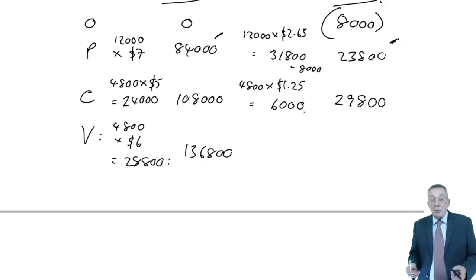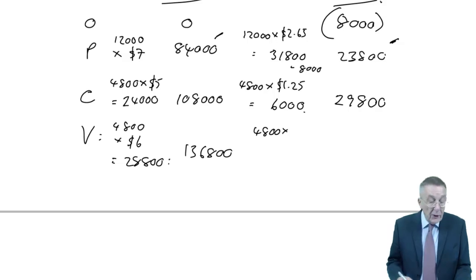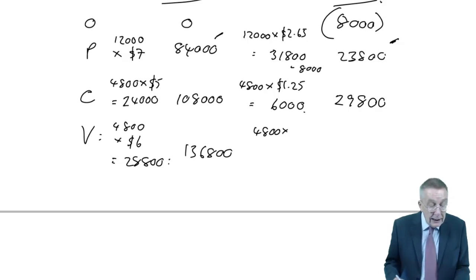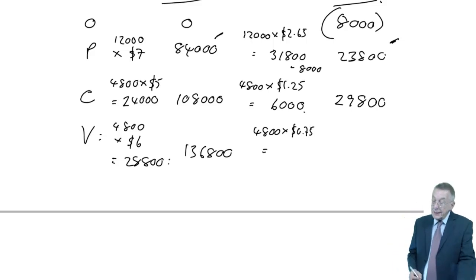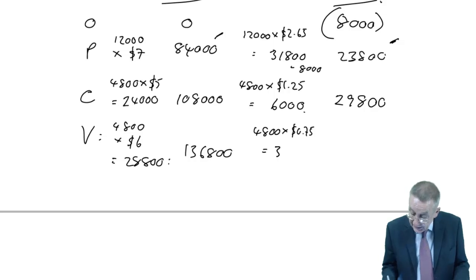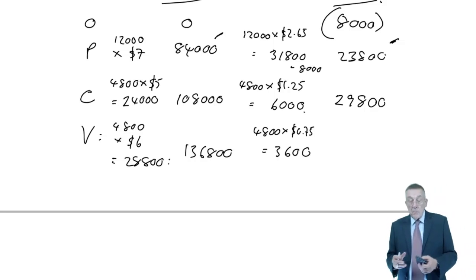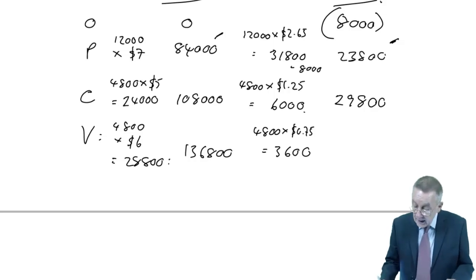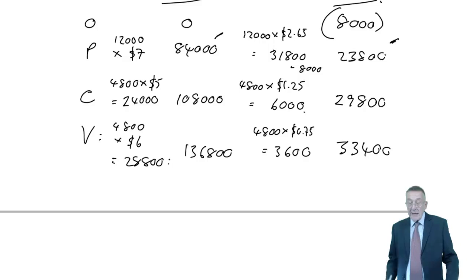And finally, how much extra profit? Well, it's the extra contribution we earn from the 4,800 units at 75 cents, which is 3,600, I think. And so it takes the total profit up to 29,800 plus 3,600, 33,400. At that stage, we're selling everything.